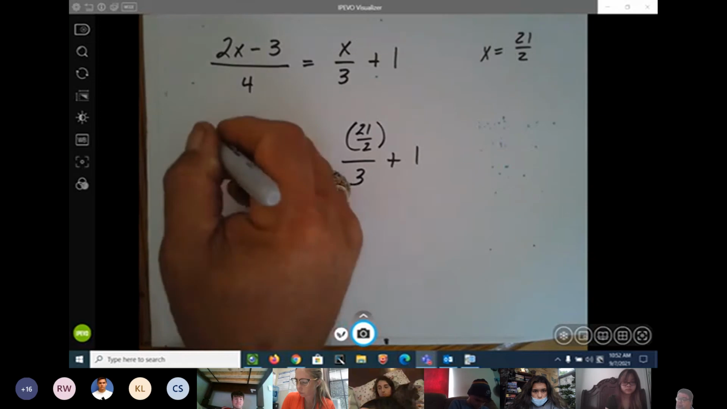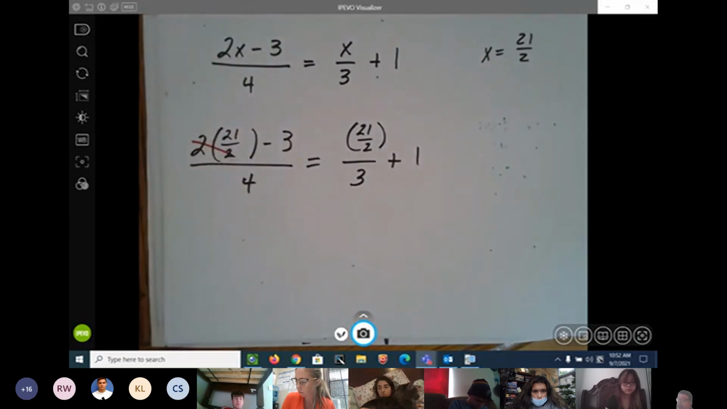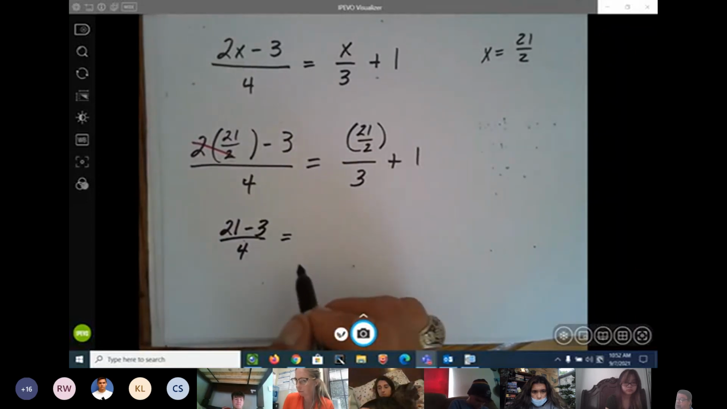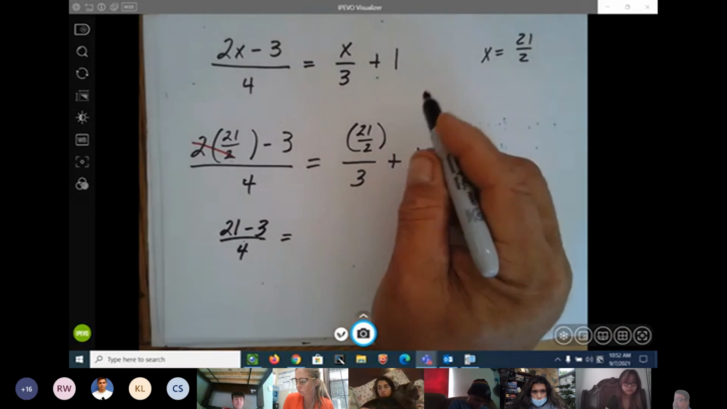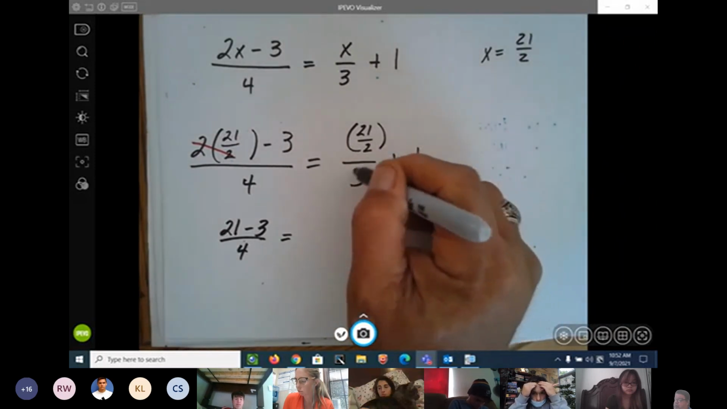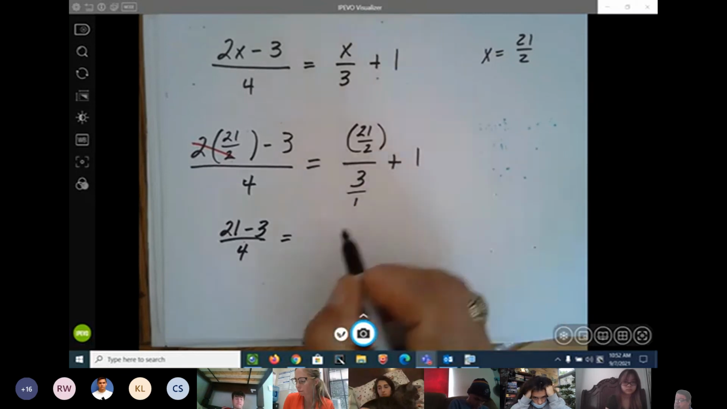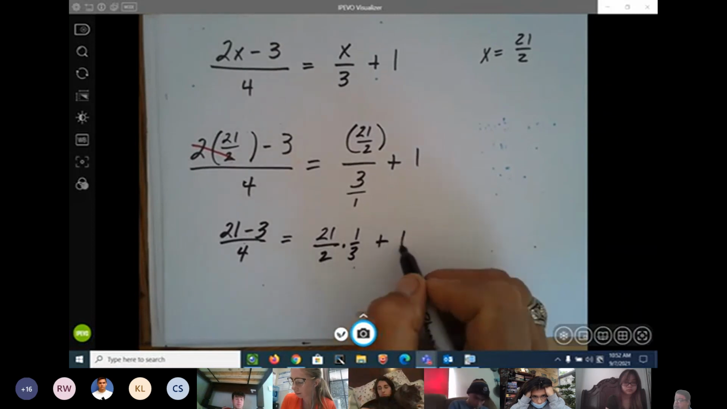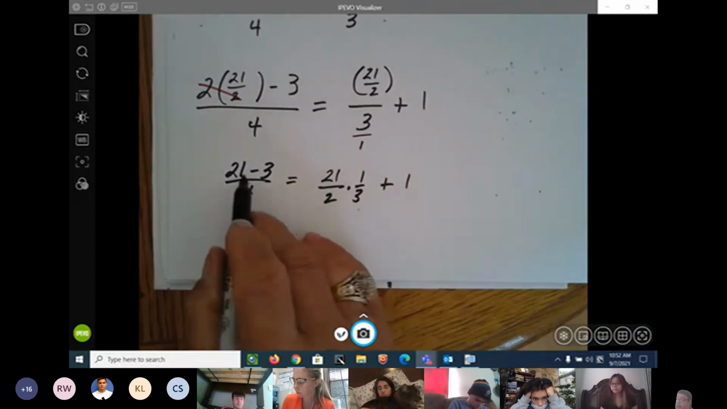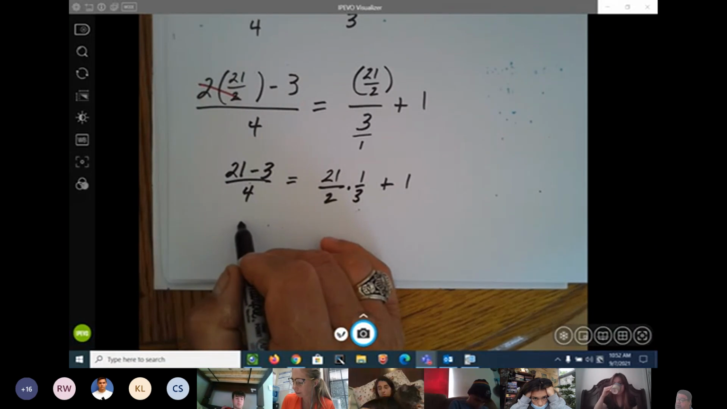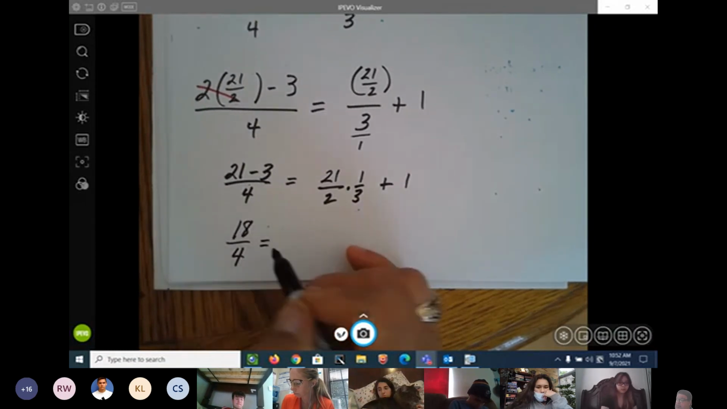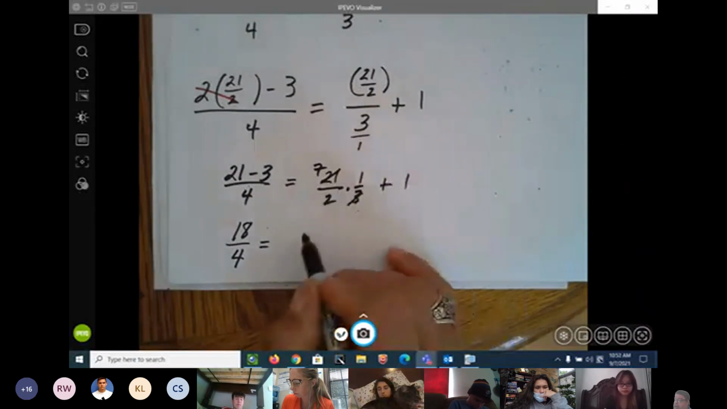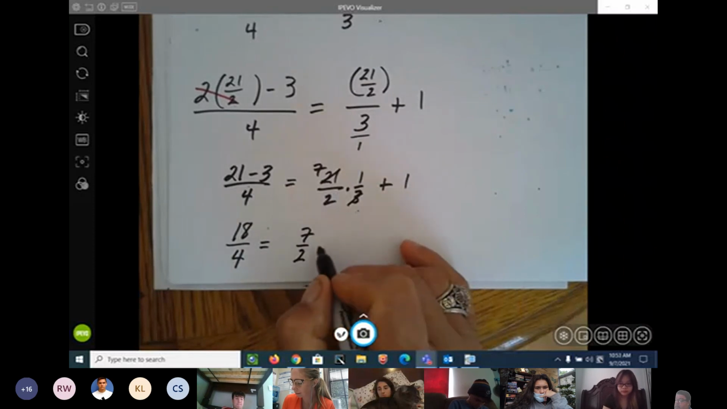And the 2's cancel. So that leaves 21 minus 3 over 4, and on the other side, 21 halves over 3 over 1 is 21 over 2 multiplied by 1 over 3. 21 minus 3 is 18, 18 fourths. 21 times 1 third, that 3 will go in there 7 times, 7 halves, plus 1.